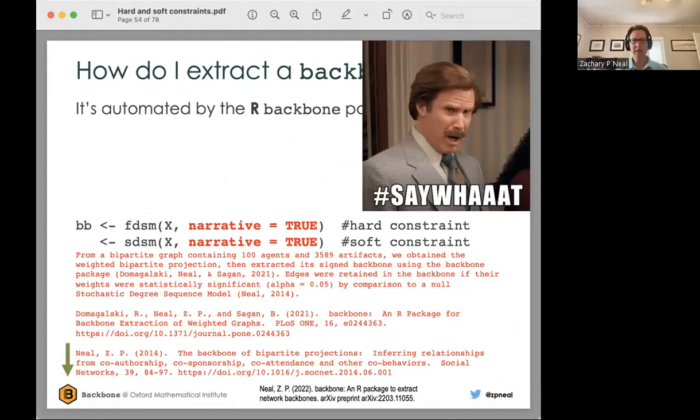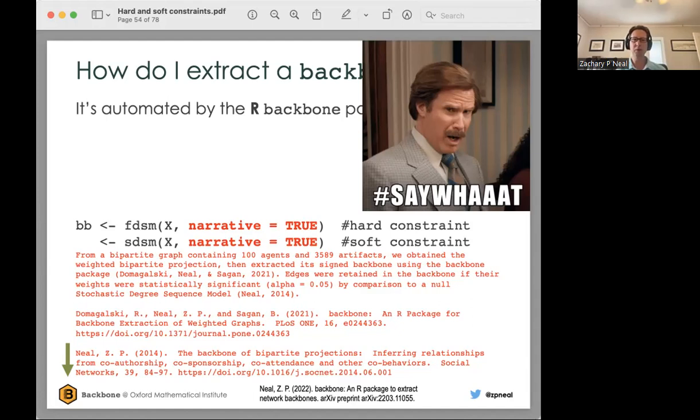Great question. In everything I've talked about here, we've been focusing on identifying edges whose weight in the projection is significantly stronger than we would expect in our null model. And the null model is defined by these hard and soft constraints. But we can use the same logic, and this is in the backbone package as well, to test not only if they are larger than we would expect under the null model, but also if they're smaller. And we can extract a signed backbone treating edge weights that are smaller than expected as negative edges.